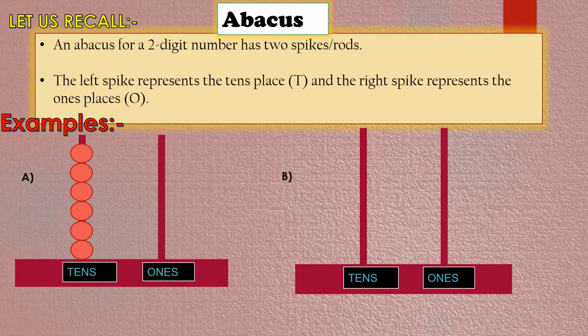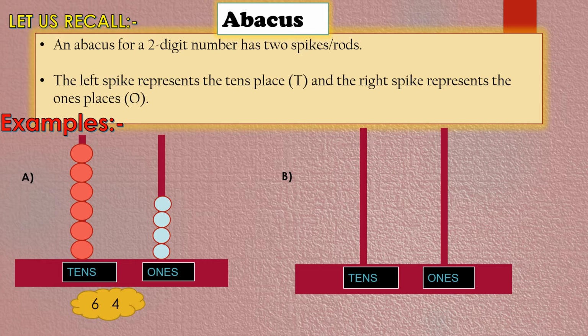3, 4, 5, 6. 6 beads in the tens rod. Let us place some in the ones rod. 1, 2, 3, 4. 6 tens is 60 and 4 ones is 4. 60 plus 4, the number is 64.